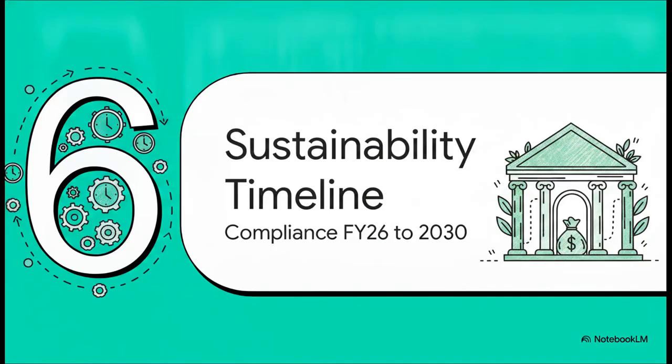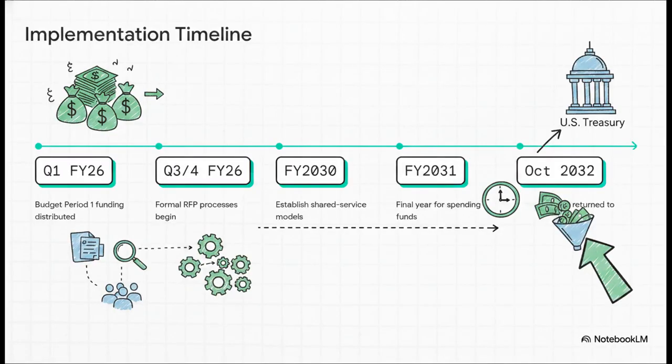Finally, Section 6, Implementation and Sustainability Timeline. Let's review their federal compliance path from fiscal year 26 to 2030. This timeline tracks the strict federal reporting structure. It kicks off with Budget Period 1 distributions in Quarter 1 of fiscal year 2026, followed quickly by formal RFP processes. Notice the hard transition point at fiscal year 2030 for establishing shared service models. That all leads up to the strict mandate that any unspent, redistributed funds must be returned to the U.S. Treasury by October 1, 2032.